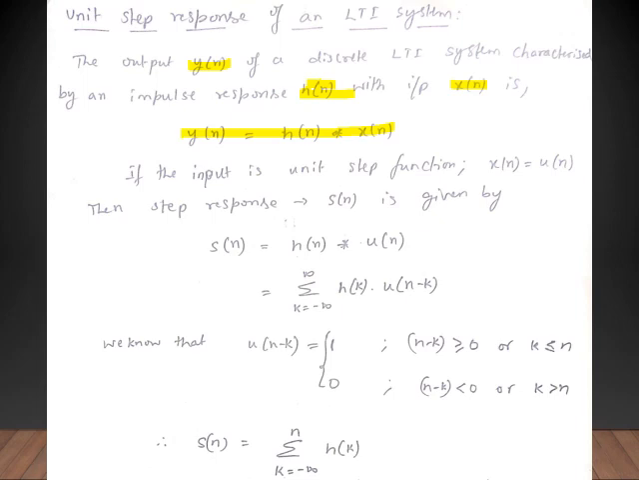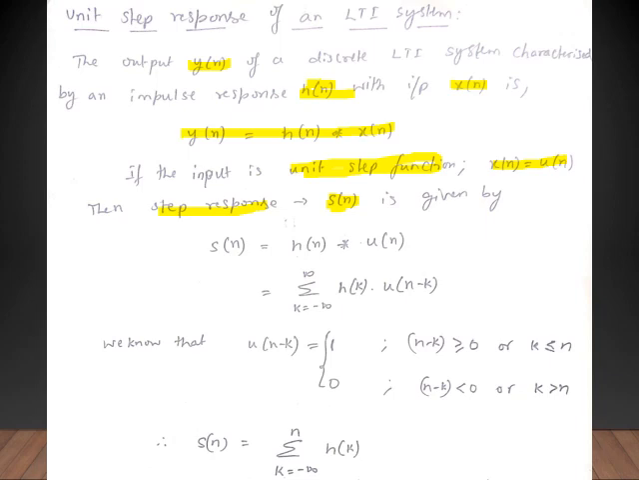Suppose the input x of n is equal to the unit step function, that is, x of n is equal to u of n. Then y of n changes into s of n, and that is what we call the step response condition. Therefore y of n becomes s of n only when x of n is changed into u of n, that is the only condition. So s of n is equal to h of n convolved with u of n.